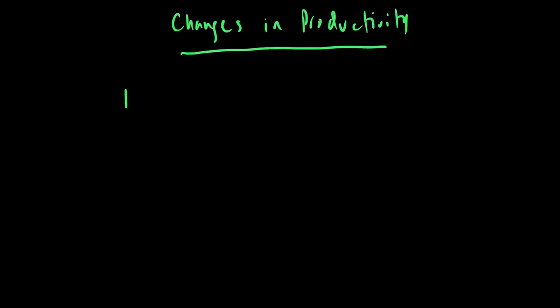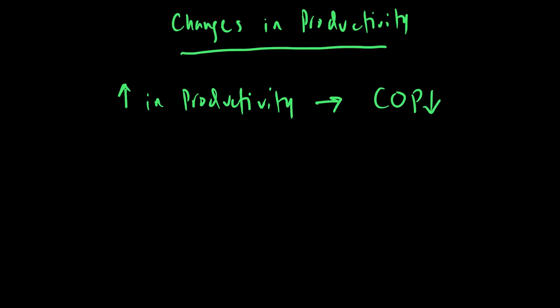So for example, if there is a rise in productivity, better productivity of workers would mean the cost of production will fall, because the worker or the machinery or the inputs are making me a greater output for the same cost. So cost per unit will fall, and that fall in the cost of production means supply rises. So any improvement in technology can result in the supply curve shifting to the right.